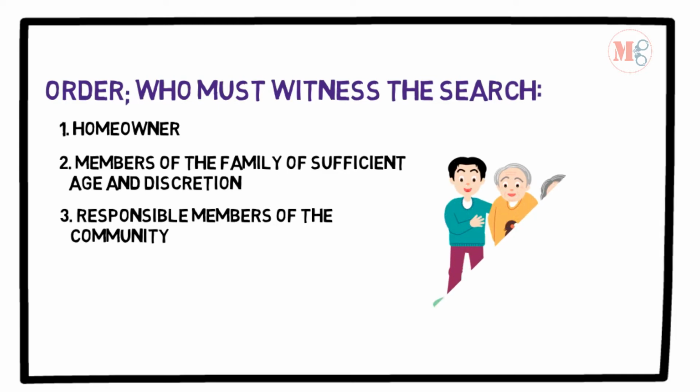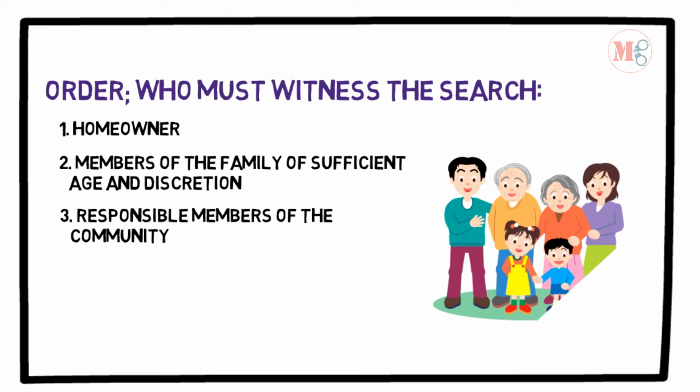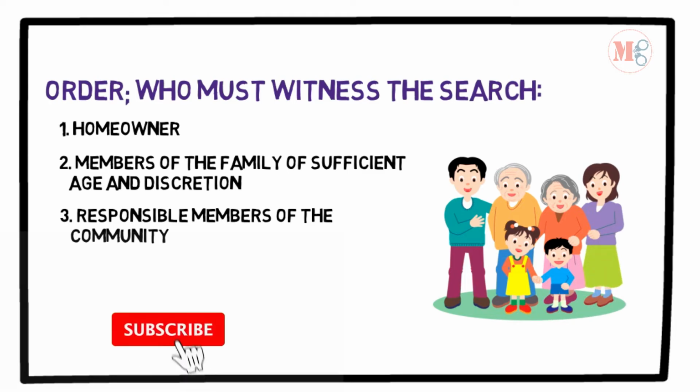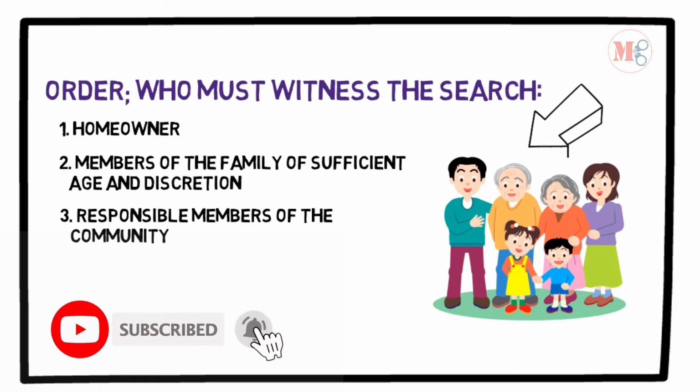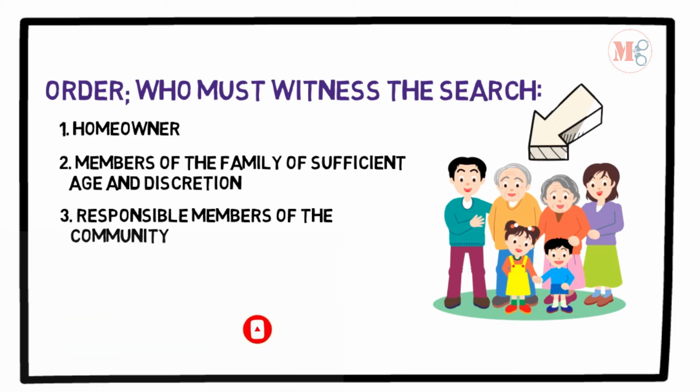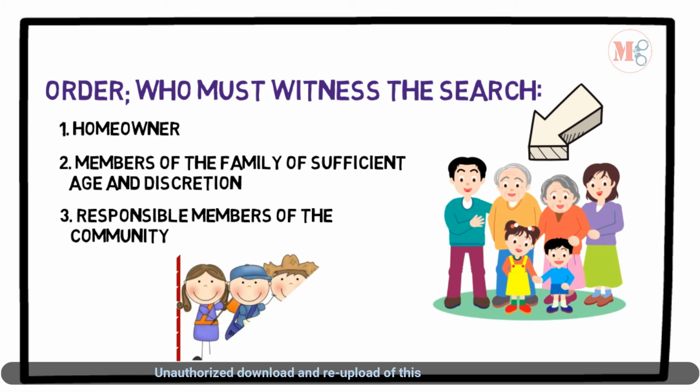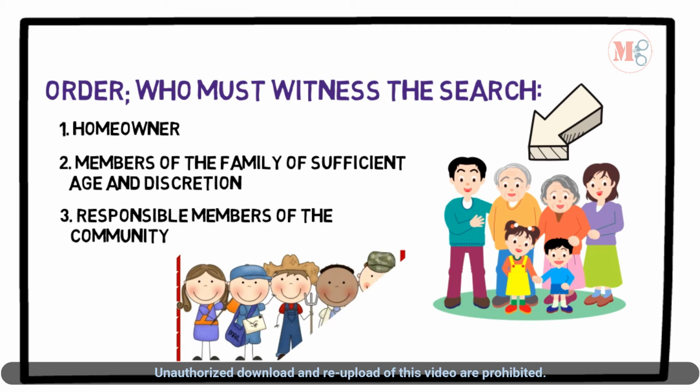Pag meron po yung homeowner, siya po ang magwi-witness. Hindi na natin kailangan si number 2 and 3. Pag wala si homeowner, ang magwi-witness ay members of the family of sufficient age and discretion at hindi na kailangan si number 3. Pag wala po ang number 1 and 2, dyan lang po papasok si number 3. Hindi po si law enforcement agent ang mamimili kung sino ang magwi-witness.